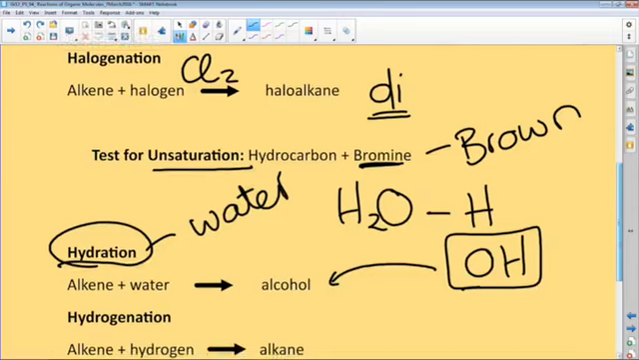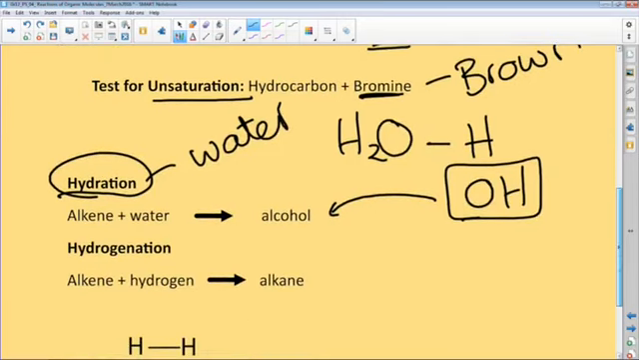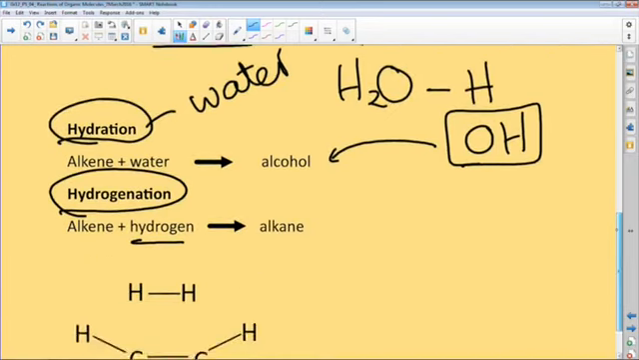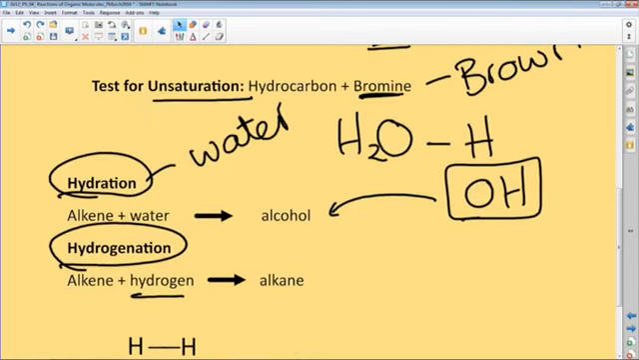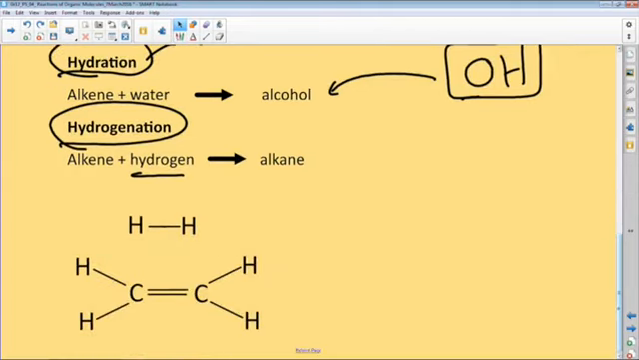Then of course we get hydrogenation, and that name comes from hydrogen. It comes from the fact that we add hydrogen to it. And now I want to show you what's actually happening. This is actually very cool. So here we have hydrogen being added to an alkene.